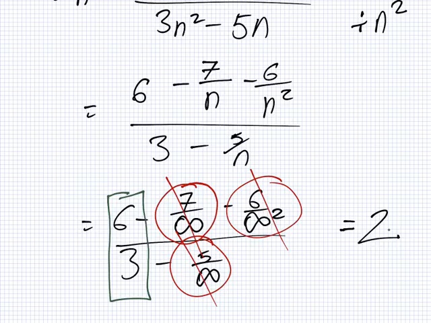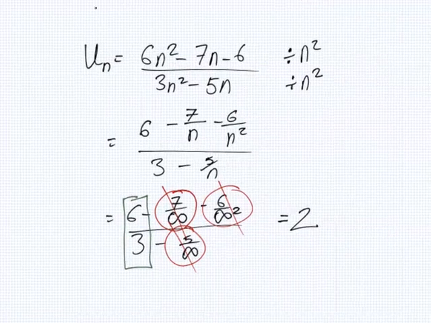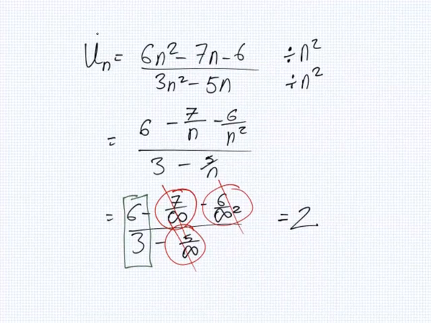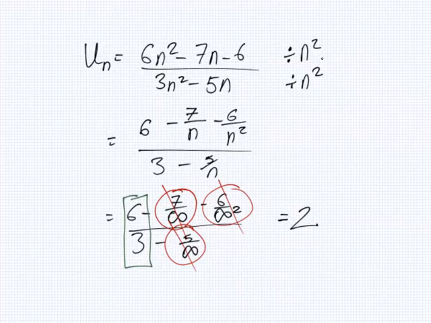Okay. So the trick here is to divide by the biggest n power. So if this was n cubed, then you would divide everything by n cubed.